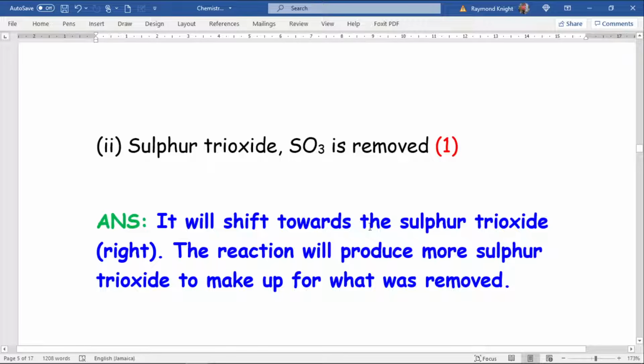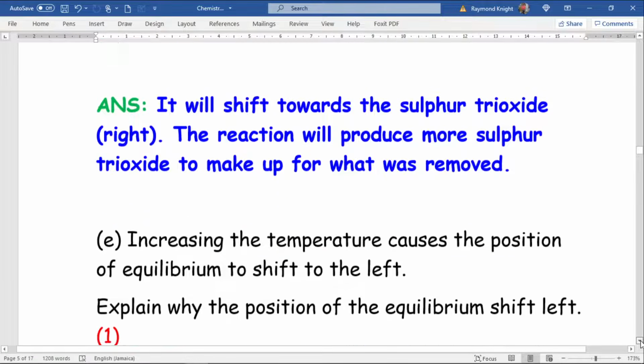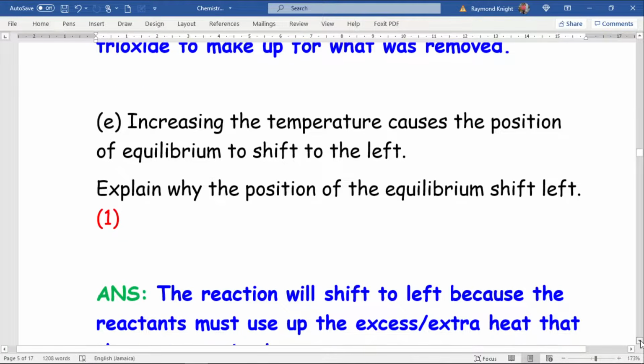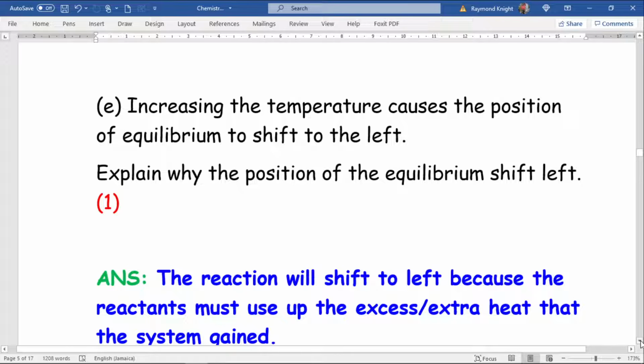So you're going to move towards what was removed. So if you read this statement right here, it will shift towards the sulfur trioxide, which is shifting towards the right. And simply because the reaction will produce more sulfur trioxide to make up for what was removed. Okay, great. All right, let's go to the next part, part 2 now. It said increasing the temperature causes the position of the equilibrium to shift to the left. So this is a different scenario now.